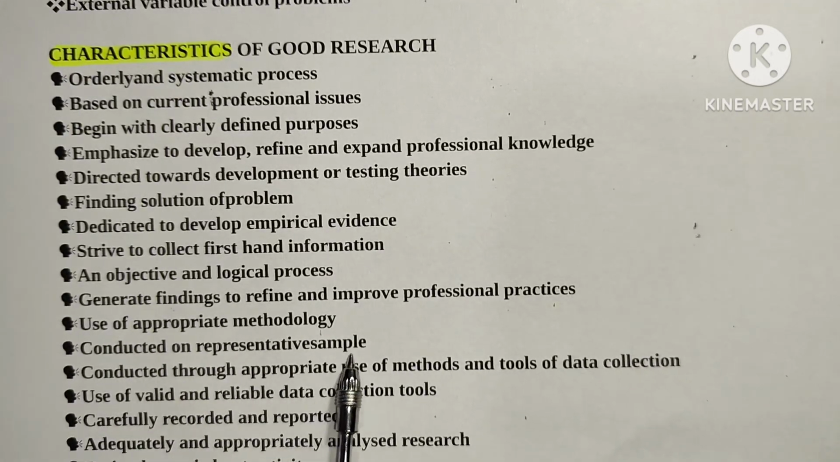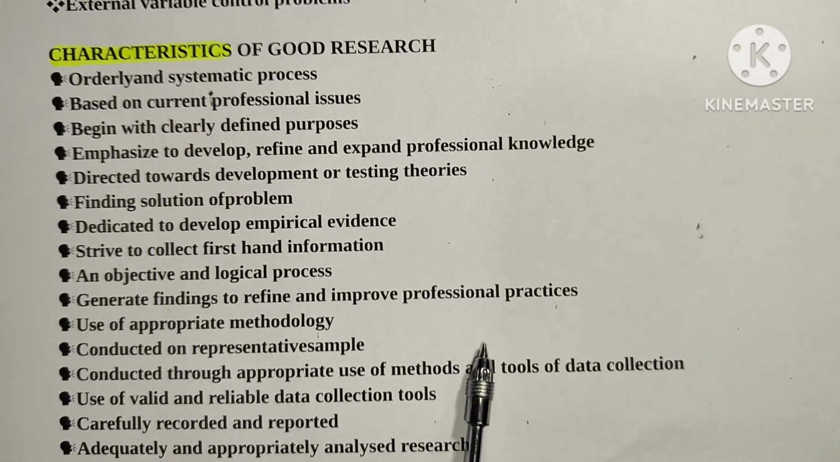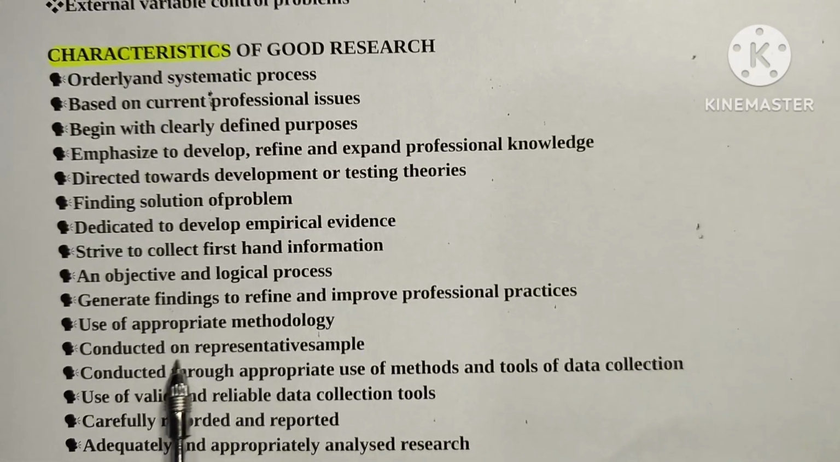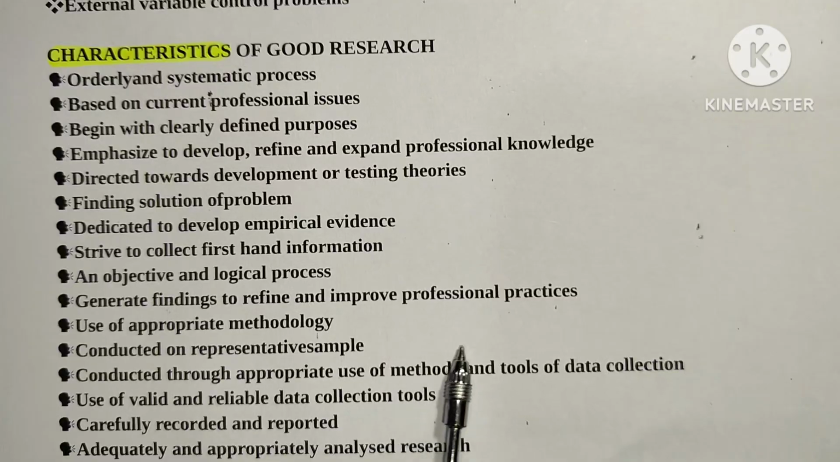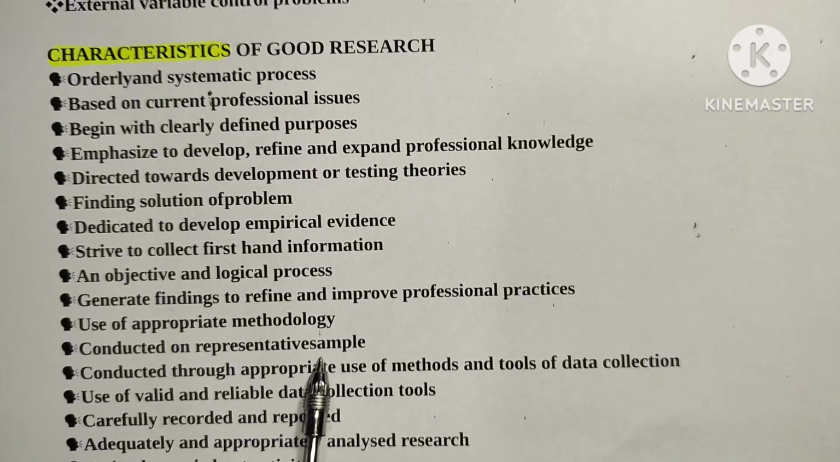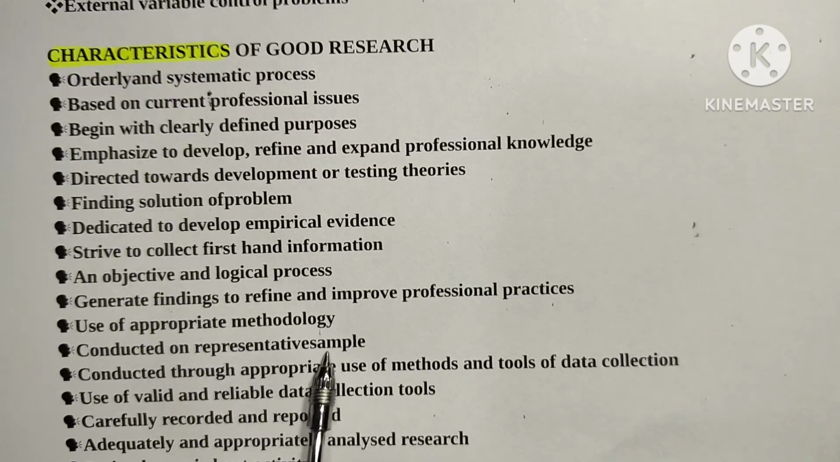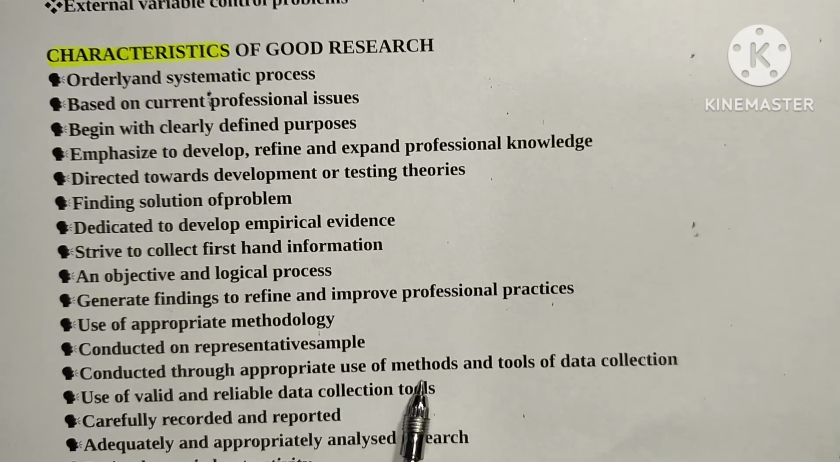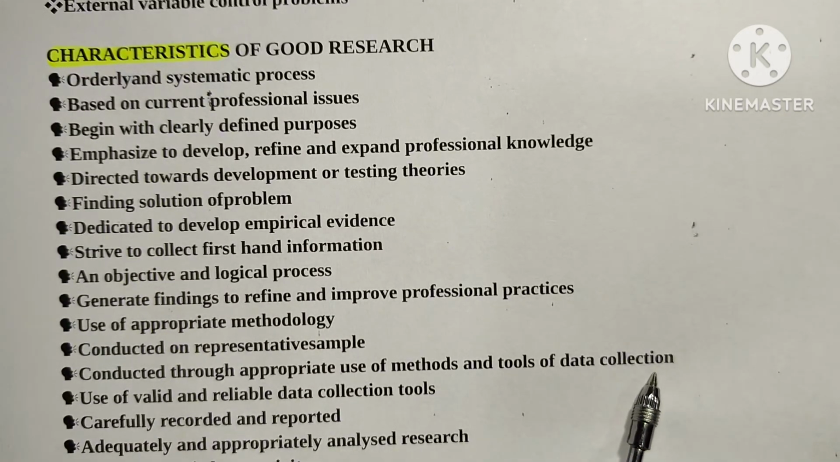Conducted on a representative sample. As I told you, sample or subject. For example, 30 or 50 children between 5 to 10 years age group. They are the sample, a representative sample only. If they have just completed 10 years, you should not consider them. Exactly the criteria: whoever meets the criteria, only those people you have to take as a sample in your study. Conducted through appropriate use of methods and tools of data collection.